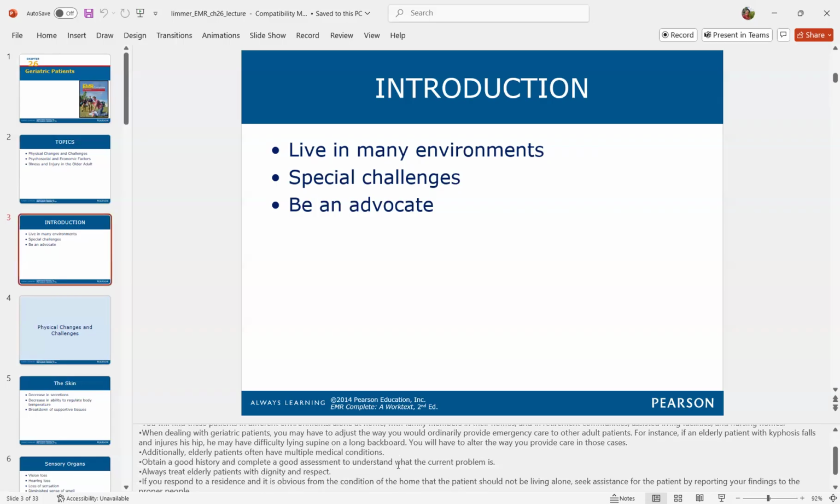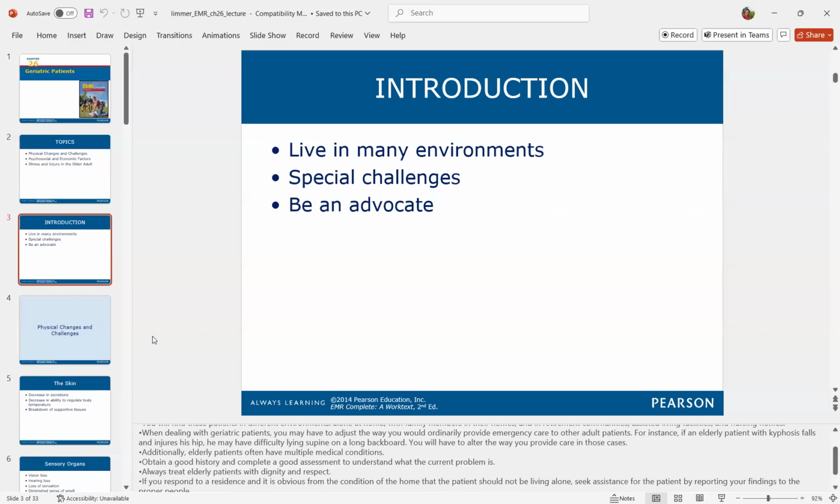Additionally, elderly patients may often have multiple medical conditions, right? They could have high blood pressure, a stroke history, cardiac history. It's all kind of combined. So getting a good history and completing a good assessment to understand what their current problem is and why they called, on top of their past medical history, is important. All this other stuff could be part of this currently.